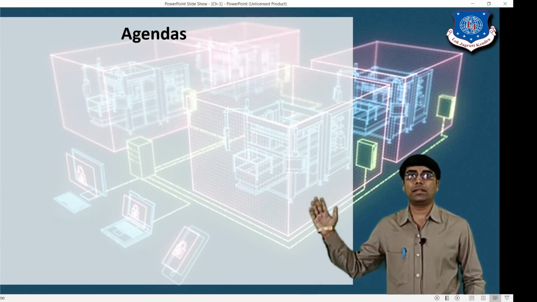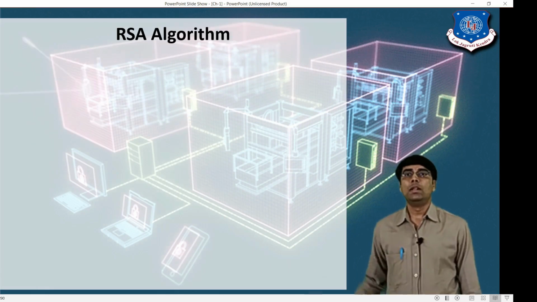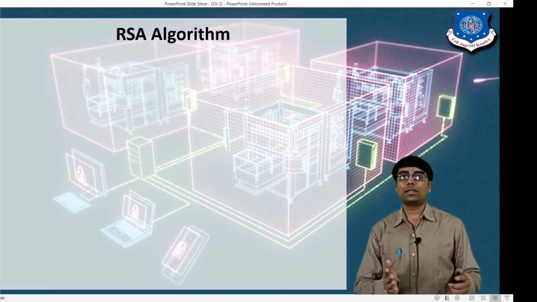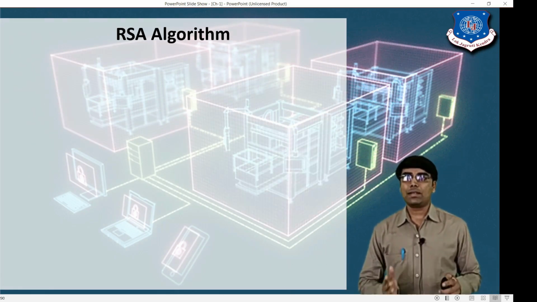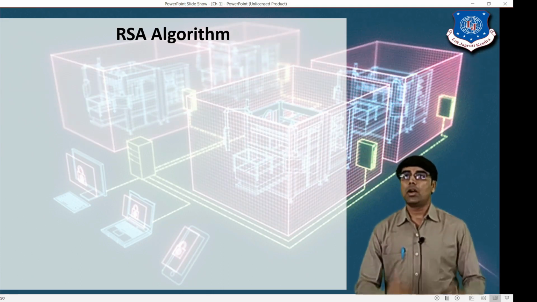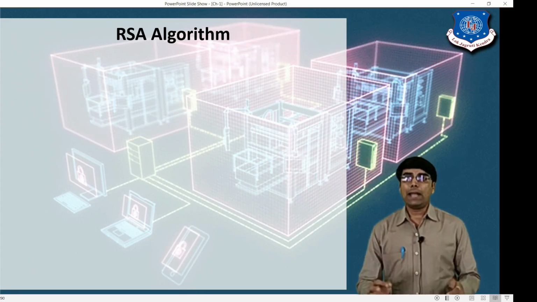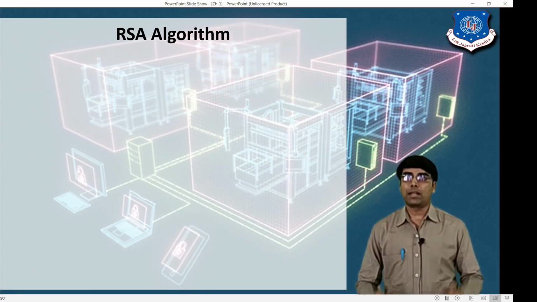So let's see the agenda of this video lecture. The first is the RSA algorithm. So let's start the RSA algorithm. The RSA algorithm is for asymmetric encryption, or we can say the public key algorithm. Why is it called the public key or asymmetric algorithm?